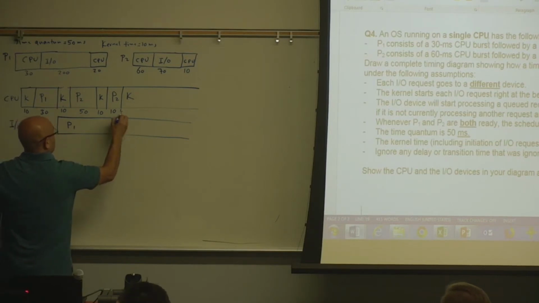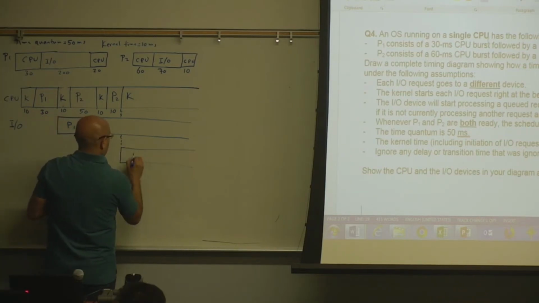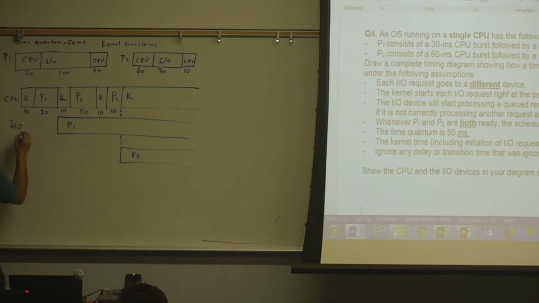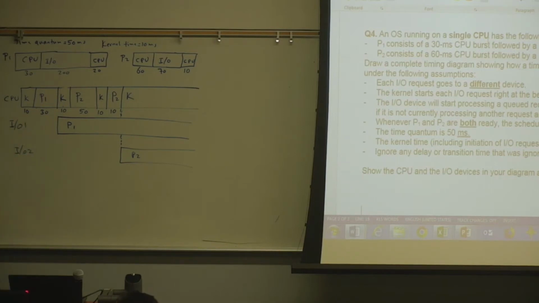So at this time, P2 will be serviced by the I/O device. So now we'll call this I/O1, this is I/O2. Now, the kernel will look at the ready queue. And what will the ready queue look like at this point? Yeah, it will be empty. So the kernel will not find any process to give the CPU to, so the kernel will keep the CPU. There's no other choice. So this is idle time. Kernel has the CPU until a process becomes ready.